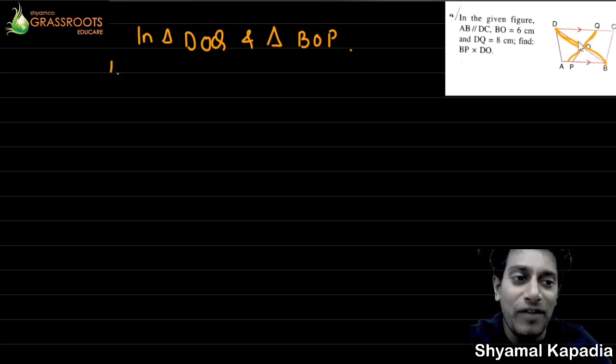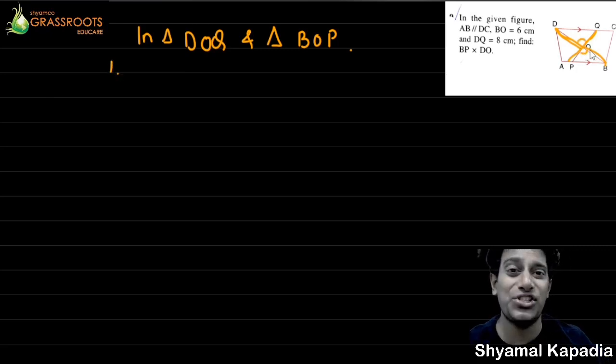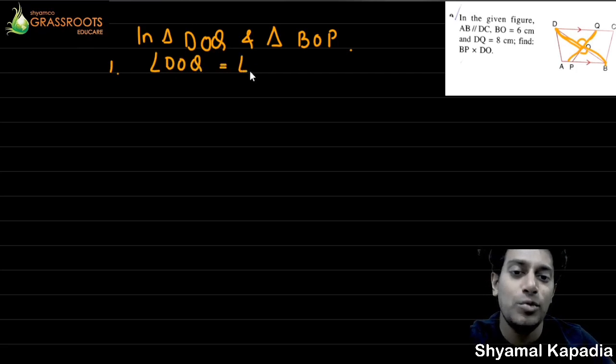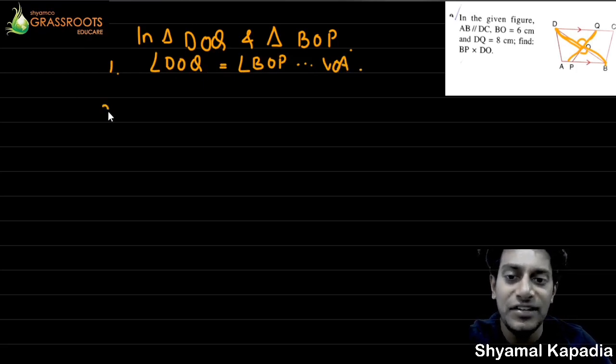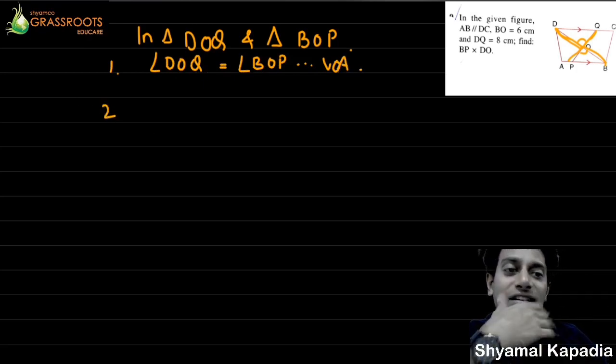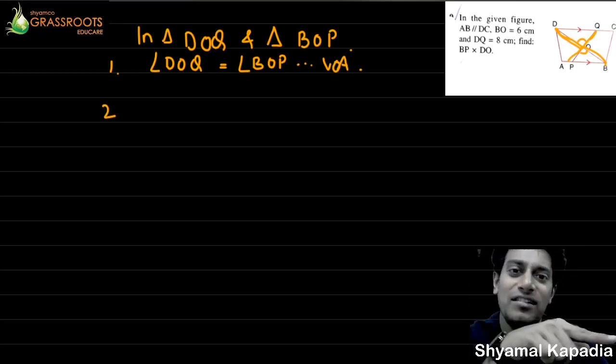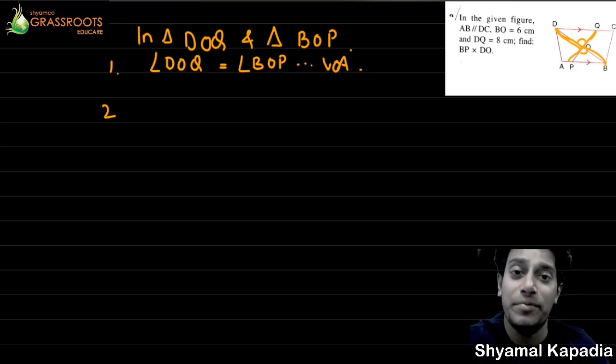Can I say, again the same old stories, vertically opposite angles. So angle DOQ is equal to angle BOP, reason: vertically opposite angles. Second reason, the lines are given parallel. Students, if the lines are parallel, can I use the Z formation? So angle DQO, if I see DQO, this one should be equal to P.